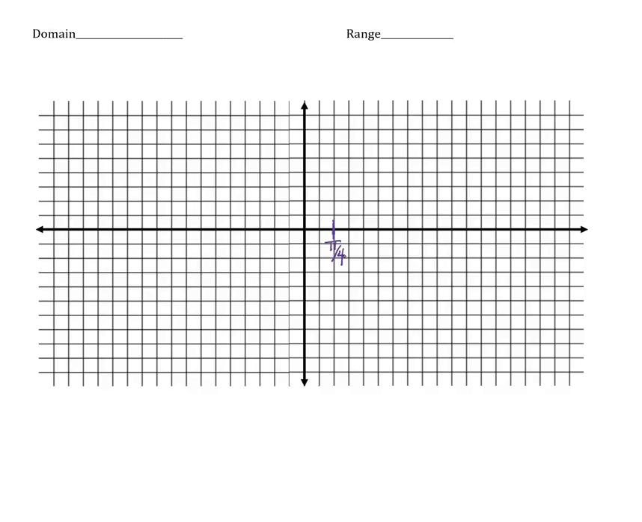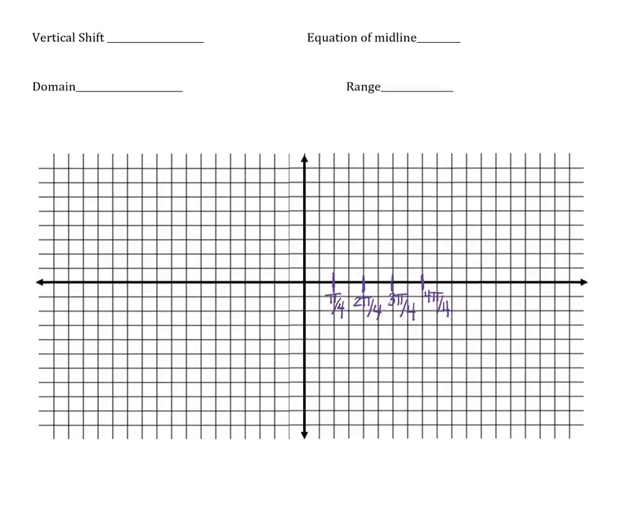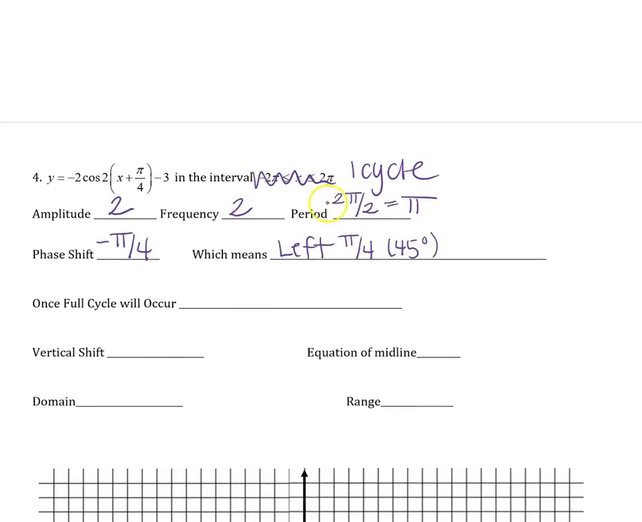So that's 45 degrees. Then if I keep going, this is 2 pi over 4, or pi over 2. This is 3 pi over 4. And then lastly, this is 4 pi over 4, or pi units. So when I'm graphing the period of this graph, here's the pi units that I'm looking at.